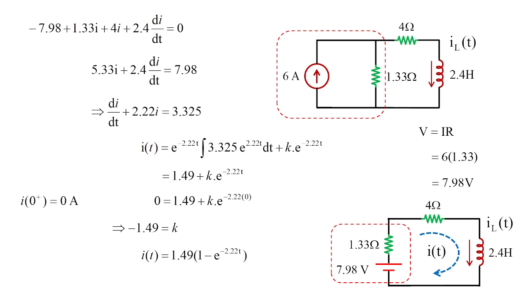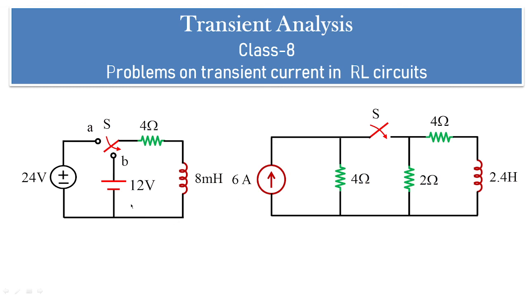So we can see we have employed each and every step in order to obtain the value of I of t, and this is how we solve transient problems pertaining to RL circuits, whether they are arranged in series or in parallel. So this particular equation is the transient current equation for the circuit given in problem 3. I hope you understood how we have solved these two problems.